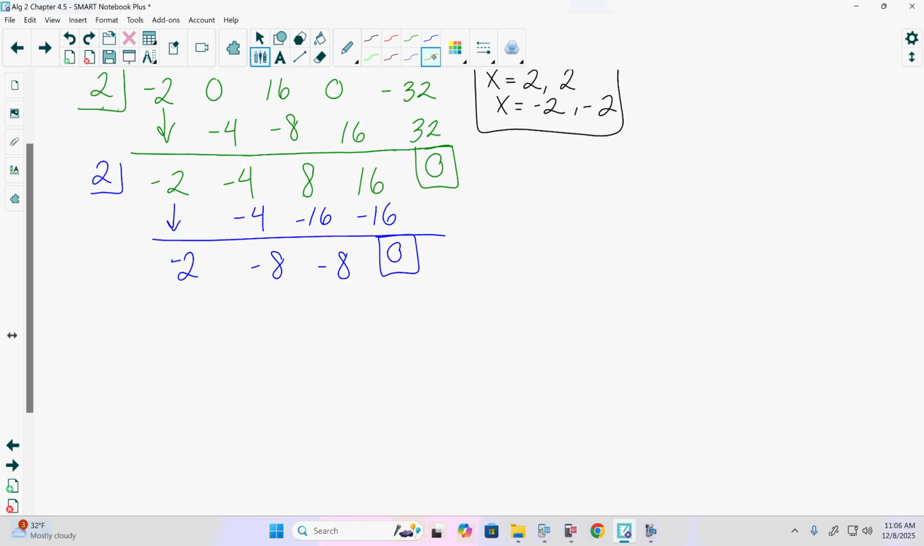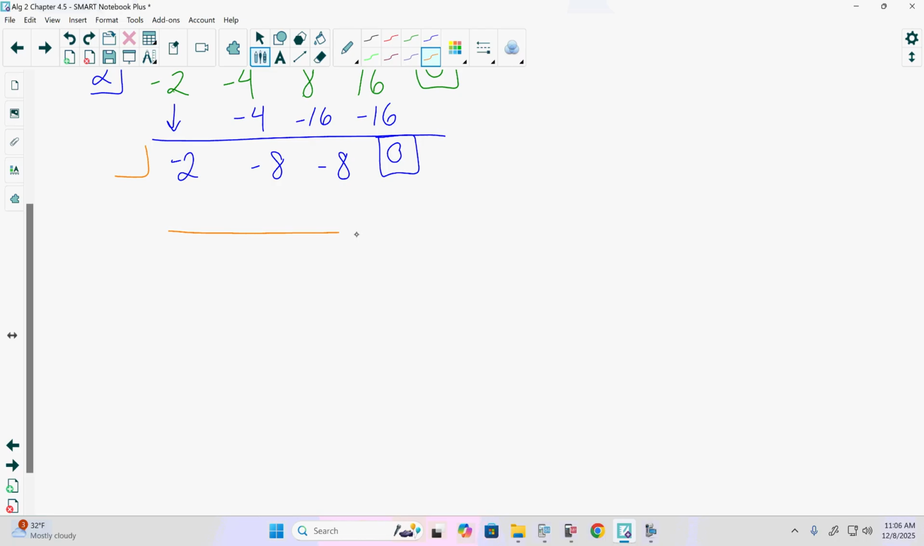You don't have to write this. I wouldn't write this because I can easily erase. Because if I wanted to check and see if positive 2 showed up a third time, I could divide the result again by 2. 2 times negative 2 is negative 4. And then negative 8 plus negative 4 would be negative 12. Two times negative 12 is negative 24. Negative 8 plus negative 24 is negative 32. Since the remainder is not 0, it means 2 is not a solution again to that problem.